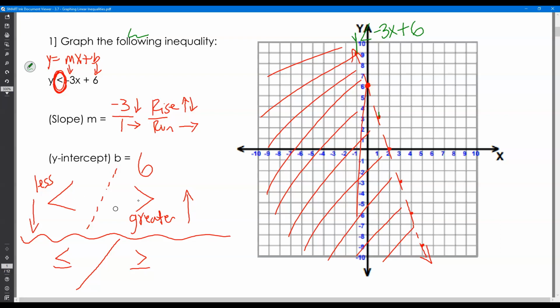So the new pieces of learning are right in here, right? If it's a less than or greater than, we need a dashed line. Less than goes down, greater than goes up. If it's a less than or equal to, greater than or equal to, we have a solid line. All right? Those are your new pieces of learning. So we graph everything the same. It's either dashed or solid, and then we either go up or down.